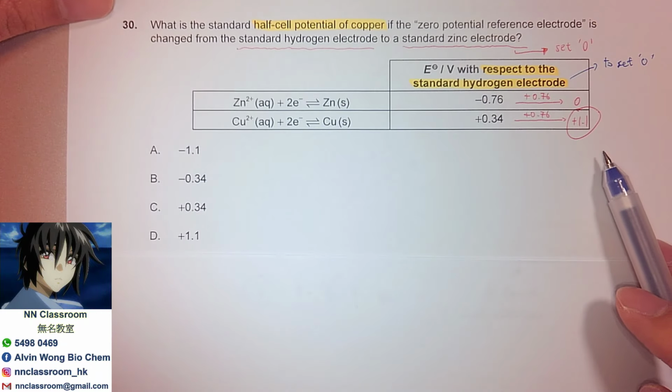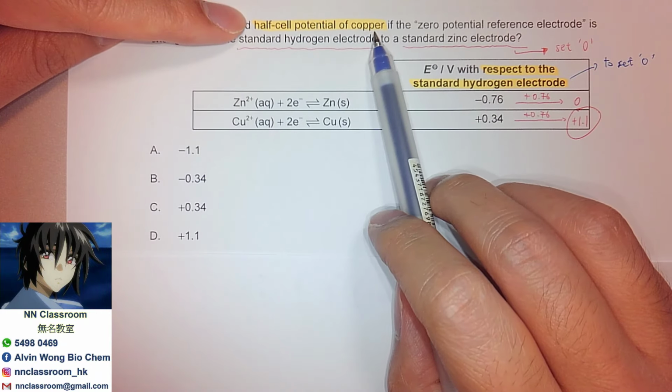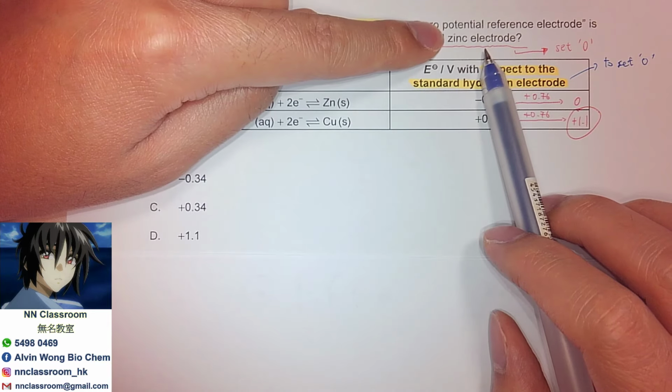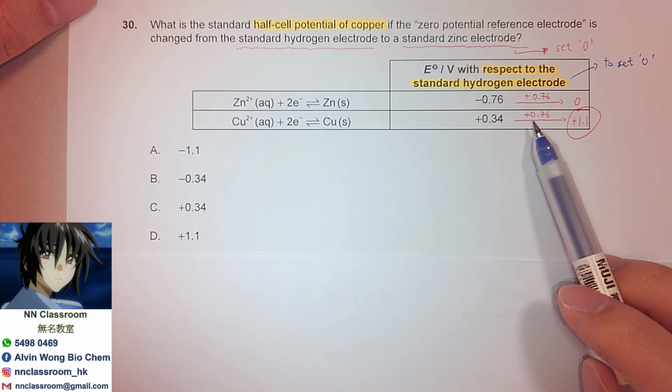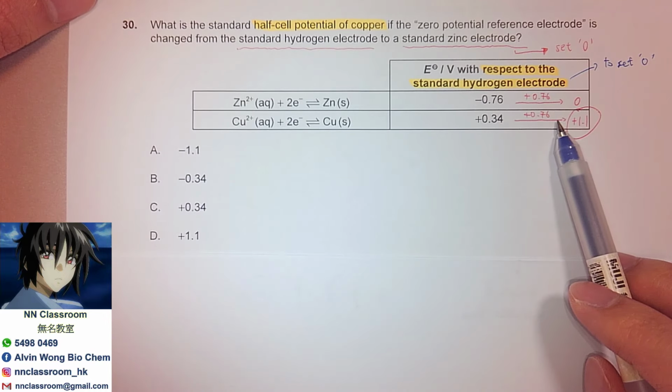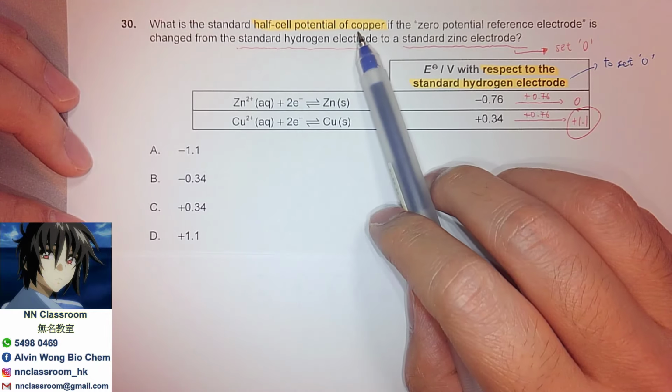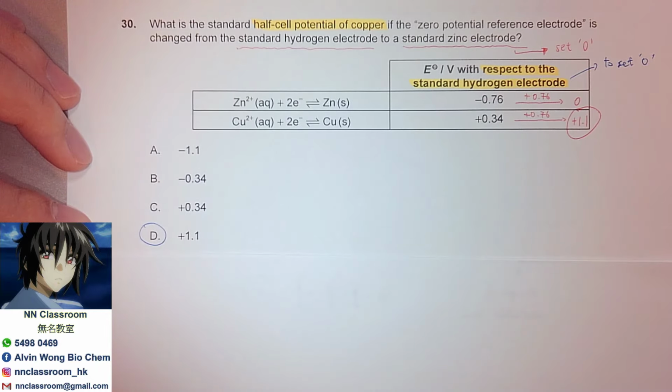So that's why, obviously, the half cell potential of copper, if we now switch the reference point from the hydrogen electrode to the zinc electrode, then everyone will be plus 0.76 volt. And at the end, the answer will be 1.1 volt for this half cell potential. So that's why the answer will be D.